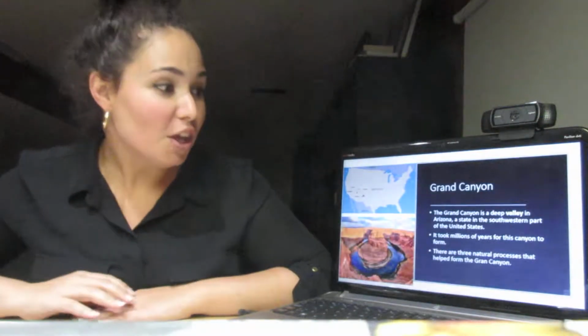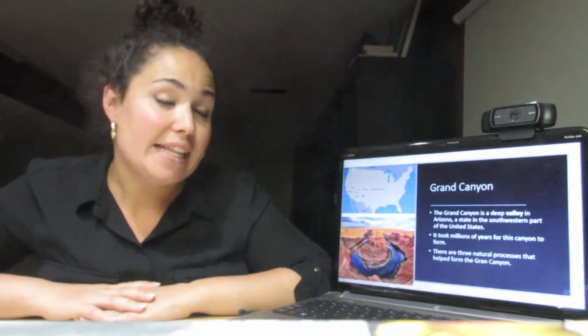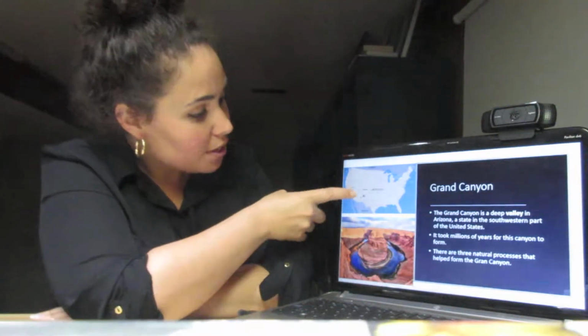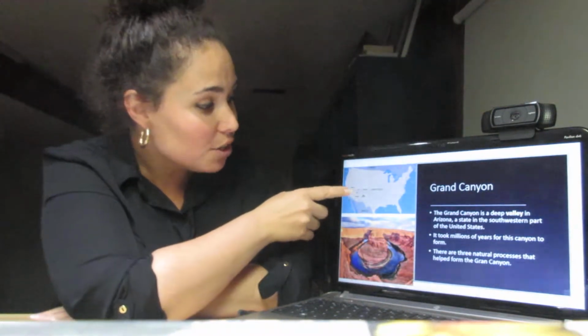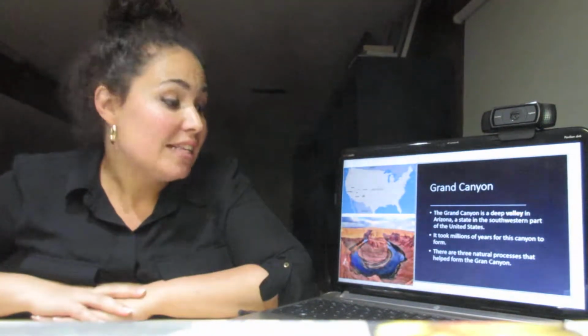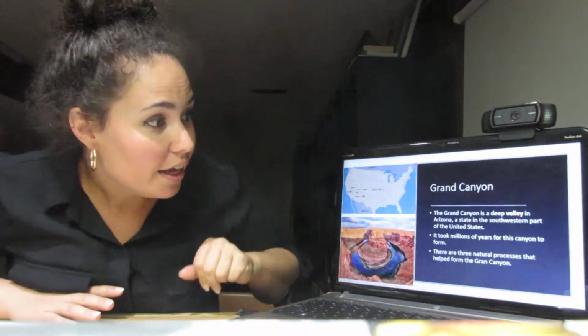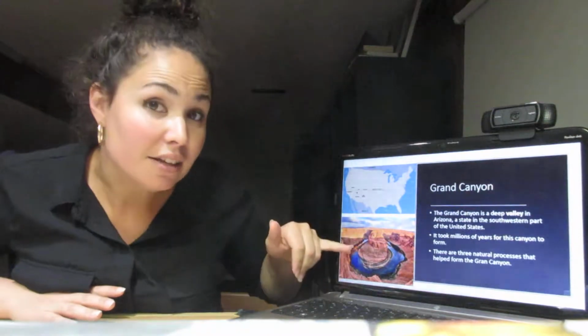Does anybody know what this is? Yes, Grand Canyon. This is the Grand Canyon. Good job. The Grand Canyon is a deep valley in Arizona, a state in the southwestern part of the United States. As we can see on this picture, this is where the Grand Canyon is located, in Arizona, in the United States. And the Grand Canyon is a valley. You can see the valley, and it is a deep canyon.